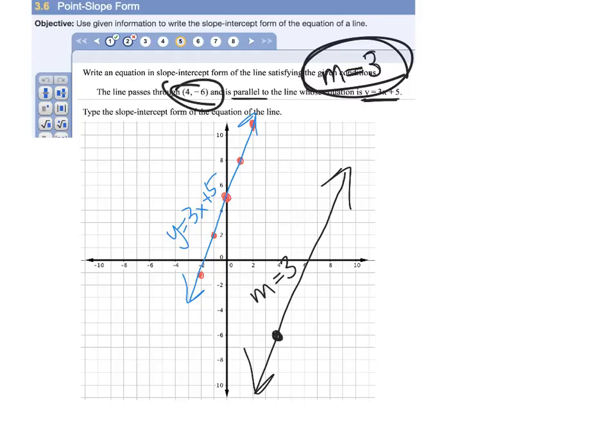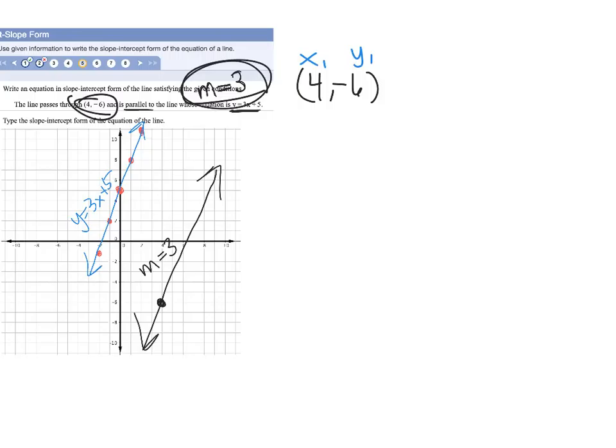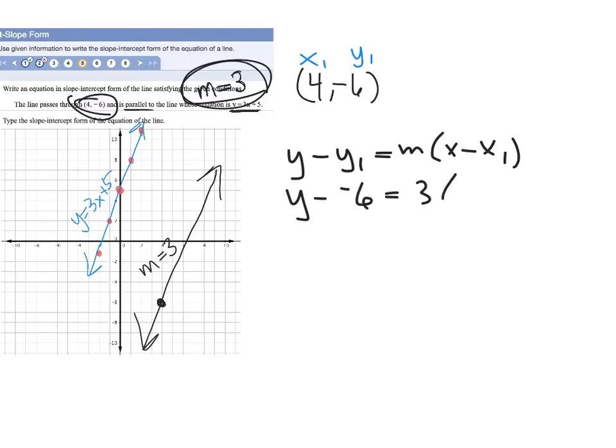And the point is (4, -6). So that's our x1, y1. Now that we have those two pieces of information, we're going to plug them into that classic y minus y1 equals m times x minus x1. Substituting, you get y minus negative 6 equals 3 times x minus 4.